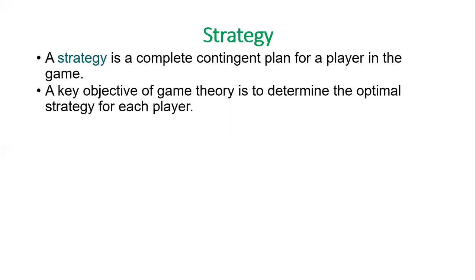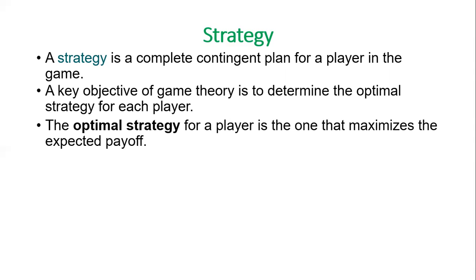Like games, there are so many different types of strategies. For example, dominant strategy, dominated strategy, Nash equilibrium strategy, mixed strategy, pure strategy, etc. But the optimal strategy of a player is the one that maximizes the player's expected payoff.